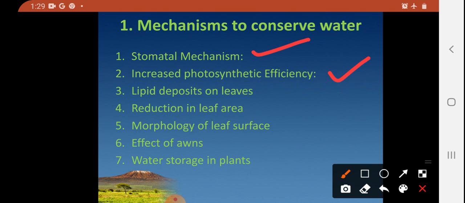What are the examples of C4 plants? Sorghum, maize, pearl millet, sugarcane. These can photosynthesize even when carbon dioxide concentration is down to 100 ppm.